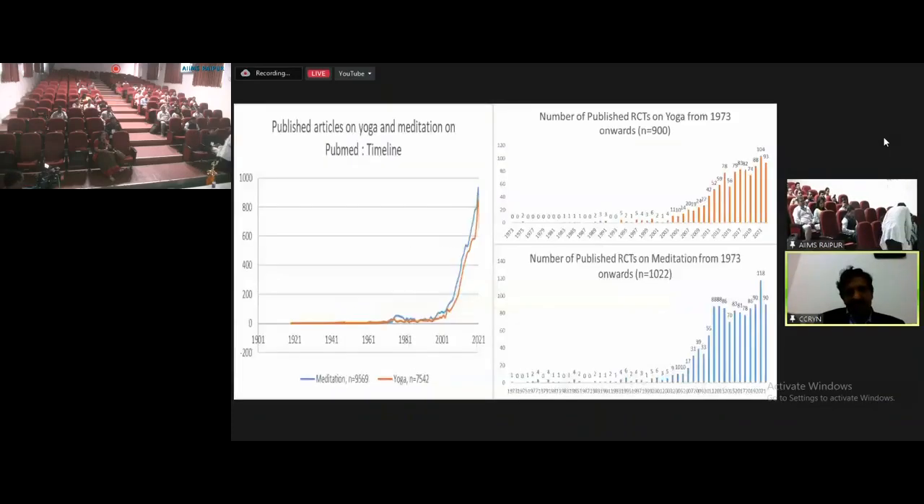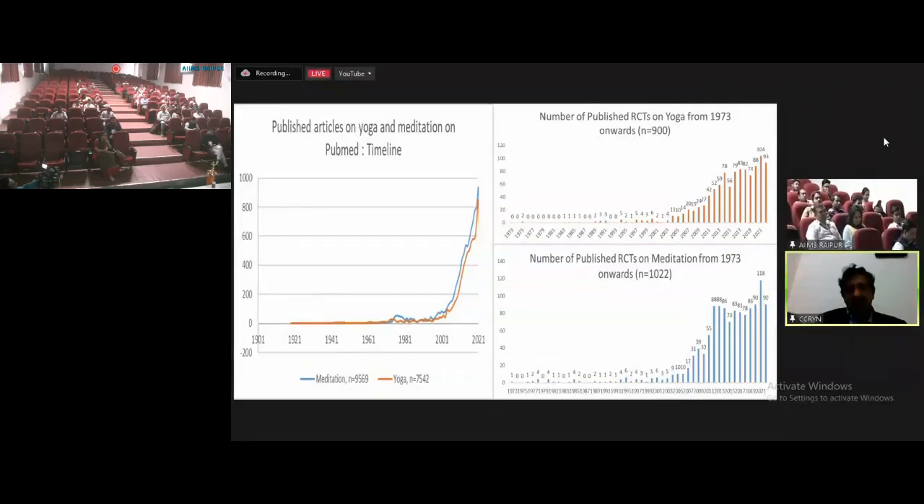So as we go ahead, if you look at the popularity of yoga today, the amount of research going on in yoga is tremendous, enormous. If you use the keyword meditation on PubMed, you get 9,569 articles, and if you use the keyword yoga, you get 7,542 articles. The reason for the difference is that meditation became more popular in Western countries in the 1960s, even before yoga as an intervention came into being.